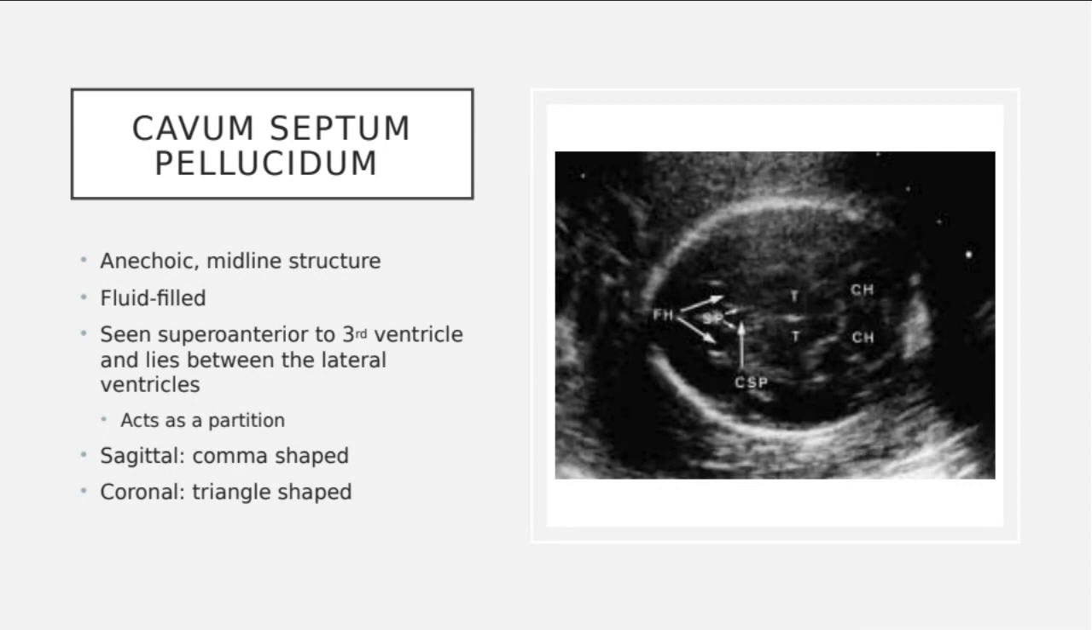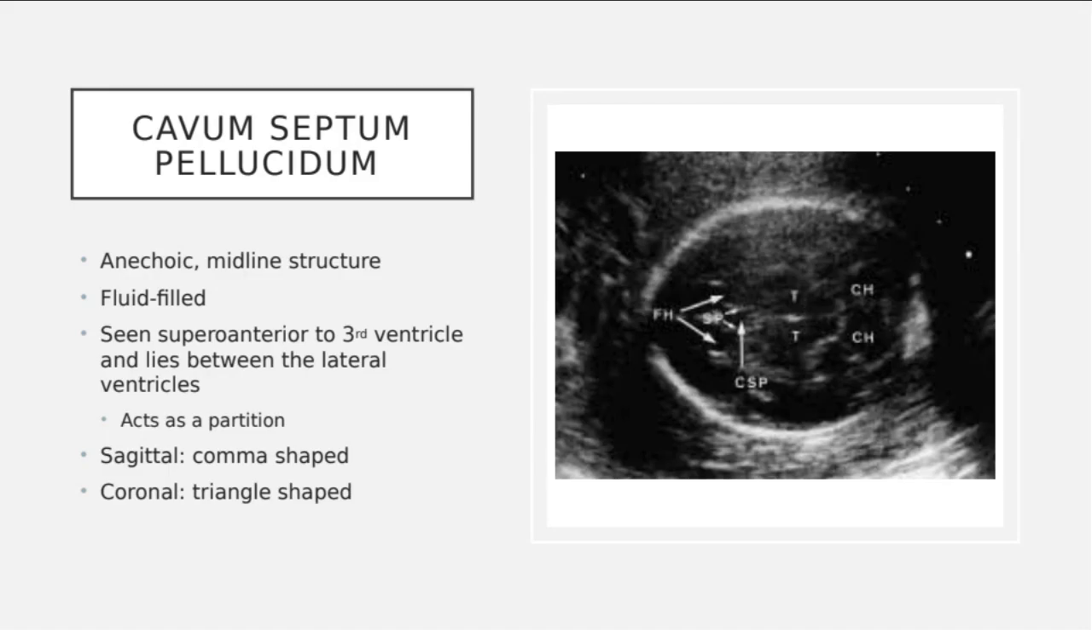So this picture is going to be the classic picture that you want for your CSP evaluation. This is not going to be the picture that you necessarily want for your head circumference or your biparietal diameter, which we'll get to in a second, but this is going to be your best view to see your CSP. It's going to be slightly above and in front of where the third ventricle is, and it's going to sit between the two lateral ventricles. So if you see your two lateral ventricles, you want to be looking in between the two towards the front of the baby's head for that fluid-filled small cystic region.